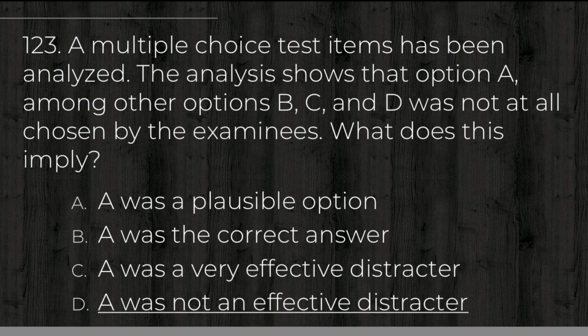A distractor should attract some wrong answers. So since no one chose A, it was ineffective. Hindi siya epektibong distractor. Ano? So yung letter A, if it were plausible, some students would have selected it. Kaya lang hindi siya plausible. So yung letter B naman, the analysis only shows that no one picked it. So not that it was correct. And letter C, a good distractor should mislead some students, but no one is misled by option A. So 123 is letter D. Hindi siya epektibong distractor.